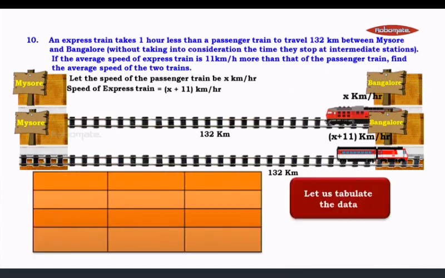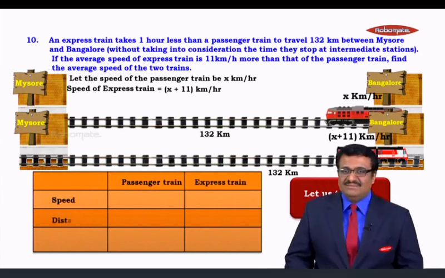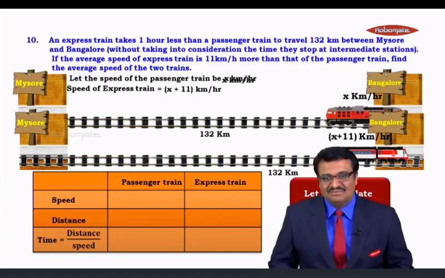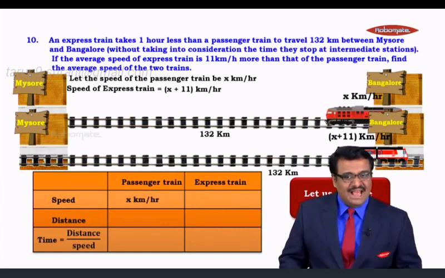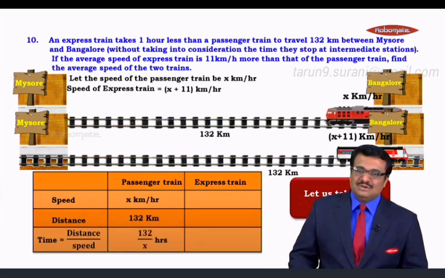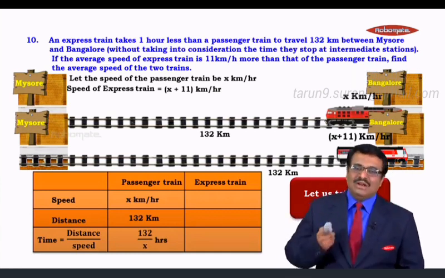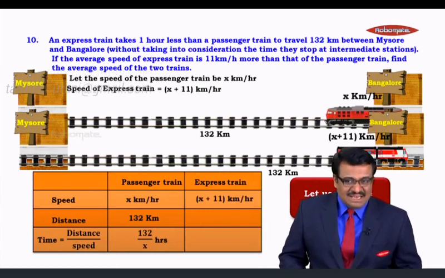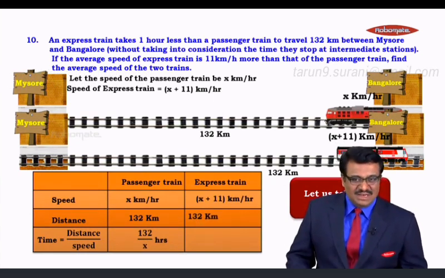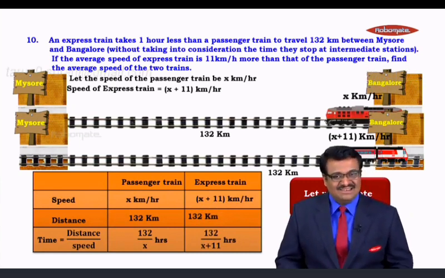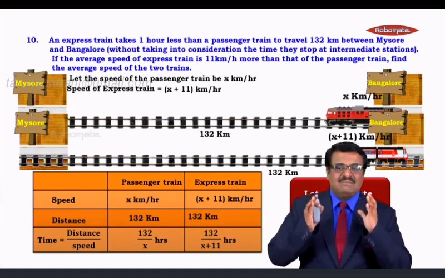Let us tabulate the data. First passenger train and then express train, with speed, distance and time. Time is nothing but distance upon speed. Speed of the passenger train is x kilometers per hour. Distance covered is 132 kilometers. So time is nothing but distance upon speed, 132 upon x hours. Similarly, for the express train, speed is x plus 11 kilometers per hour. Distance is 132 kilometers. So time is 132 upon x plus 11 hours. So whatever is given in the sum, we have tabulated it.